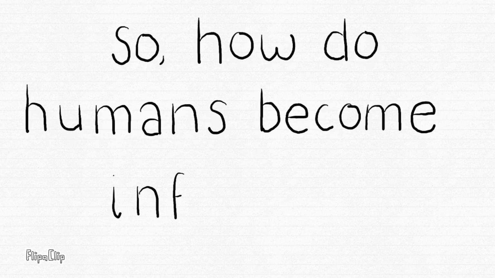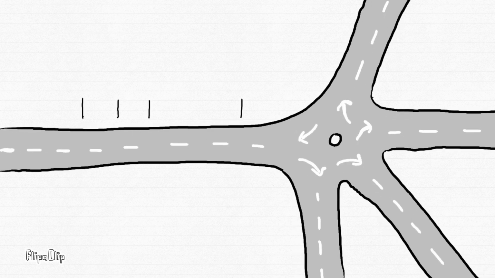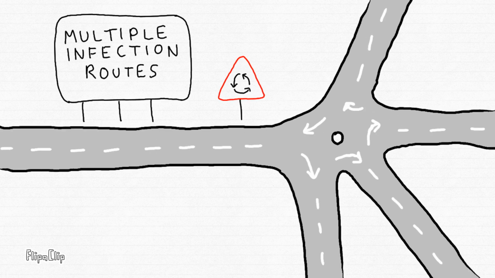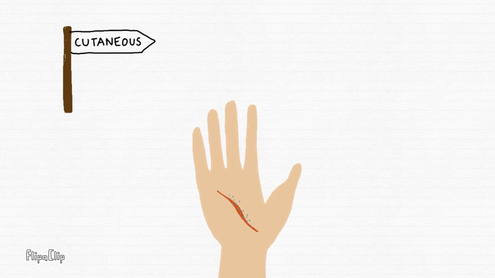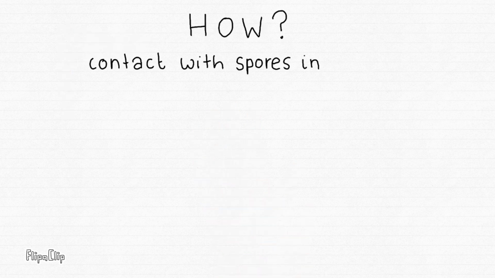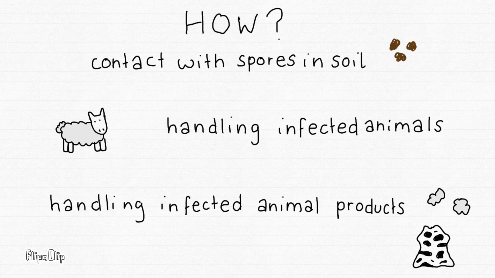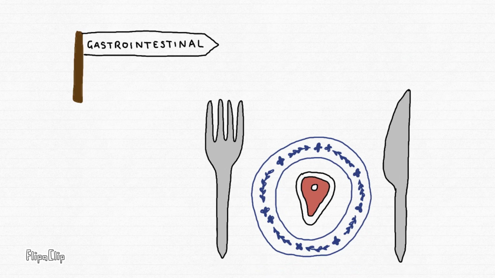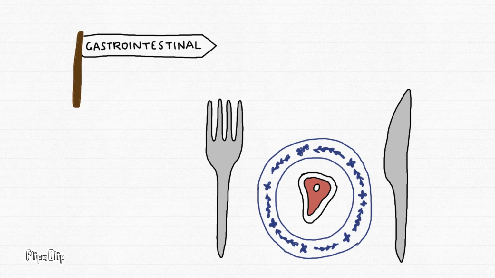So, how can humans become infected with Bacillus anthracis? There are several ways in which humans can become infected, and the type of anthrax infection is determined by how spores enter the body. A cutaneous anthrax infection occurs when spores get into the skin through a wound, affecting the surrounding skin and tissue. This type of infection can occur through contact with spores in soil, handling infected animals, and handling infected animal products. Gastrointestinal anthrax is caused by the consumption of undercooked meat of an infected animal. This affects the gastrointestinal tract.